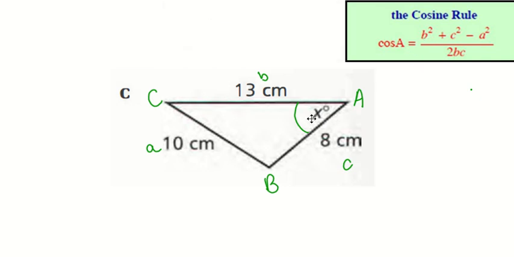Cos A equals b squared plus c squared minus a squared all over 2bc. So the cosine rule for cos A is going to work here, and then we'll be able to work that out for x degrees.